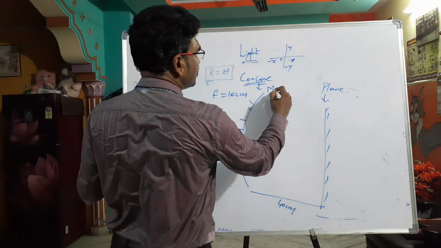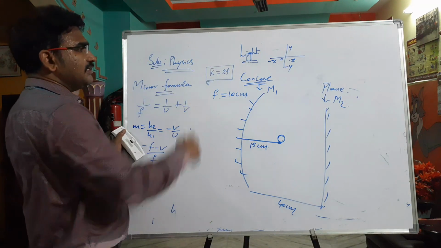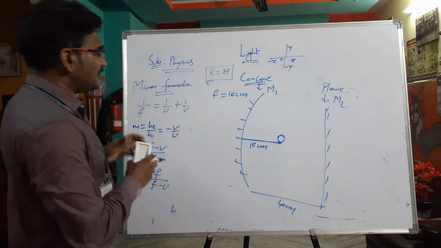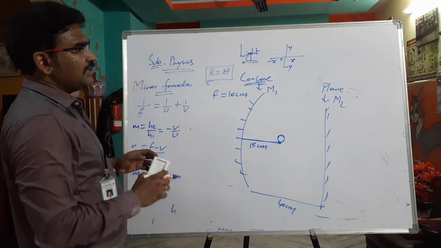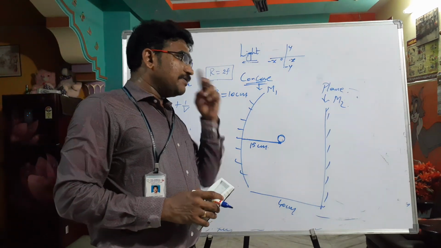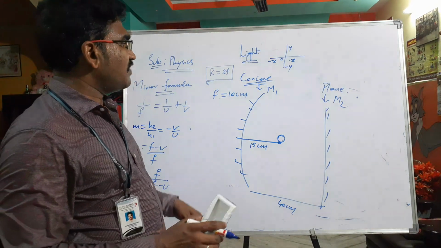You think this is mirror 1 and this is mirror 2. What is mirror 2? Plane mirror. This is concave mirror. Now calculate the final image after 3 reflections.